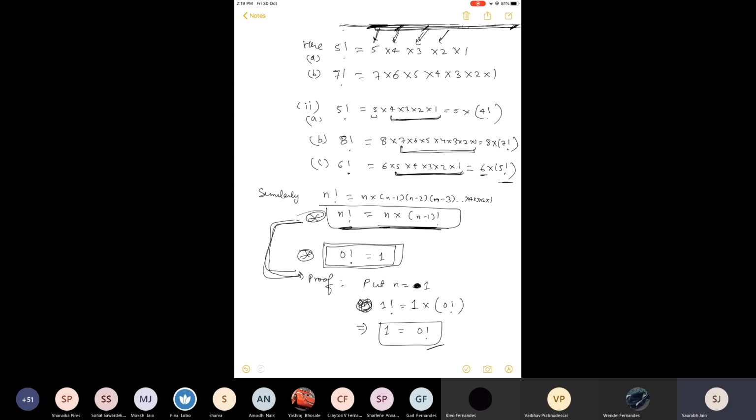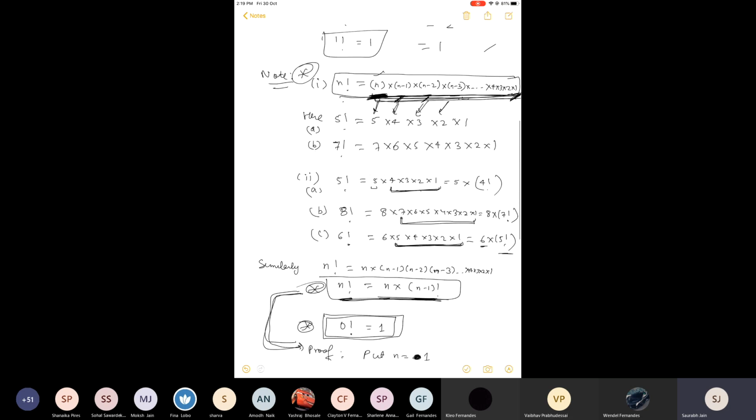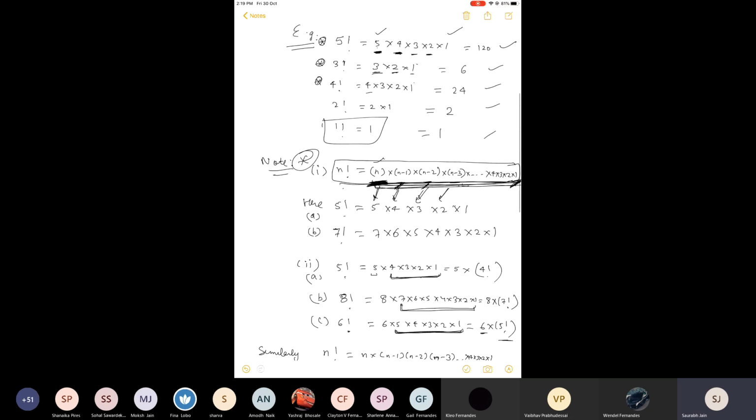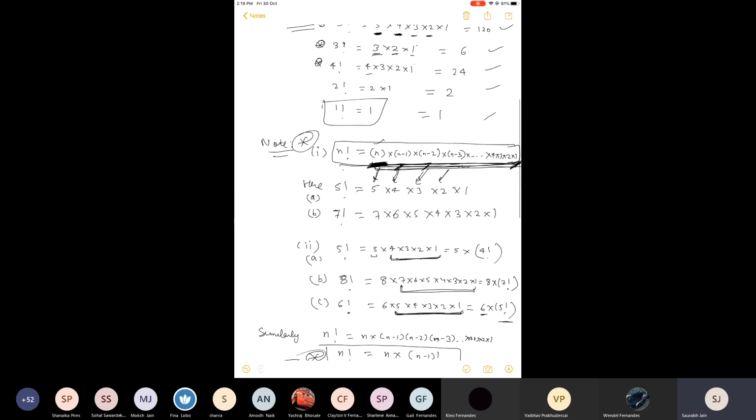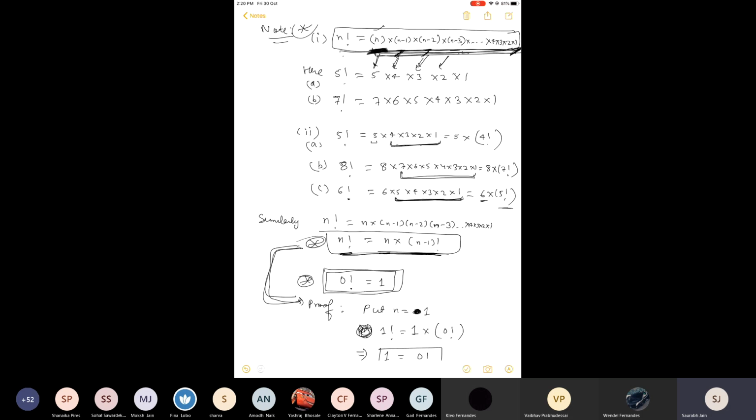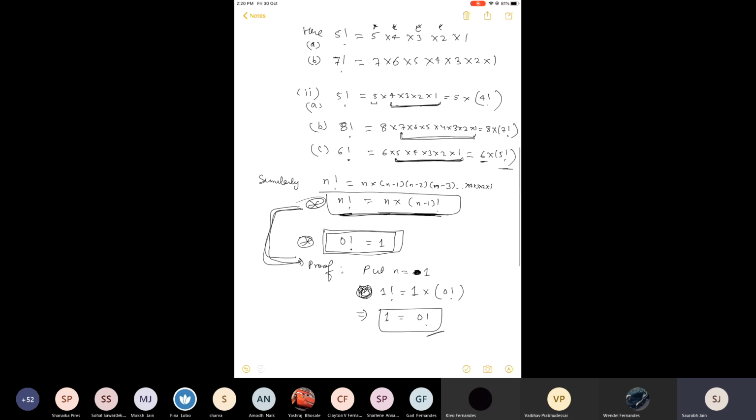So till now, what you have learned so far: one is the definition. Second one is this result, n factorial means n into n minus 1 into n minus 2, and so on up to 1. Then n factorial is n into n minus 1 factorial, and another result is 0 factorial equals 1. So based on these results, let us take a few examples.